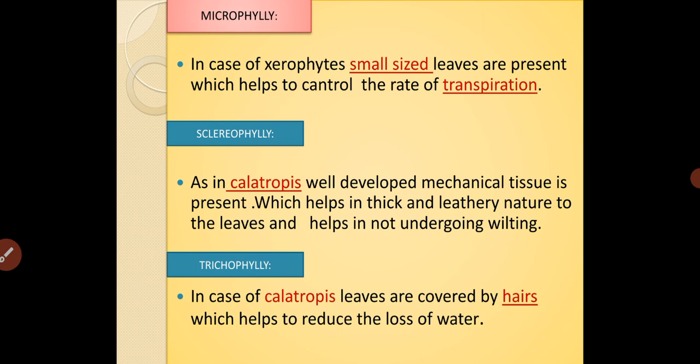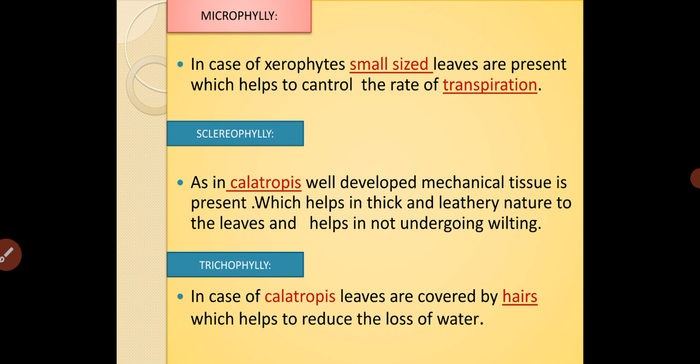Microphyly condition is present in case of the xerophytes. Micro refers to smaller sized, phyly refers to leaf. If the plants exhibit smaller leaves, the amount of water required is also small and also the rate of transpiration is reduced. Microphyly refers to small sized leaves present in xerophytes which help to control the rate of transpiration.